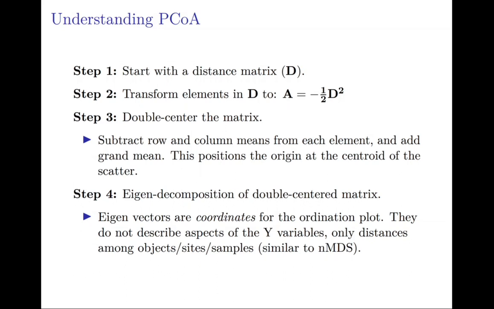And then the fourth step is, again, an eigendecomposition, but of this double-centered matrix. And so here, eigenvectors are coordinates for the ordination plot. They do not describe axes of the Y variables, however. They only describe distances among objects, sites, samples, etc. And this is similar to NMDS.